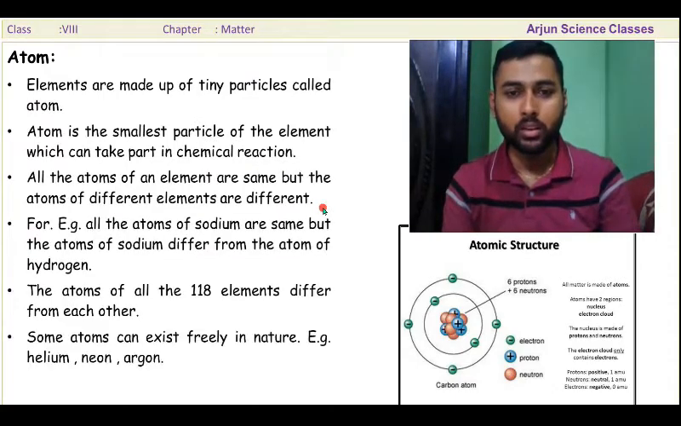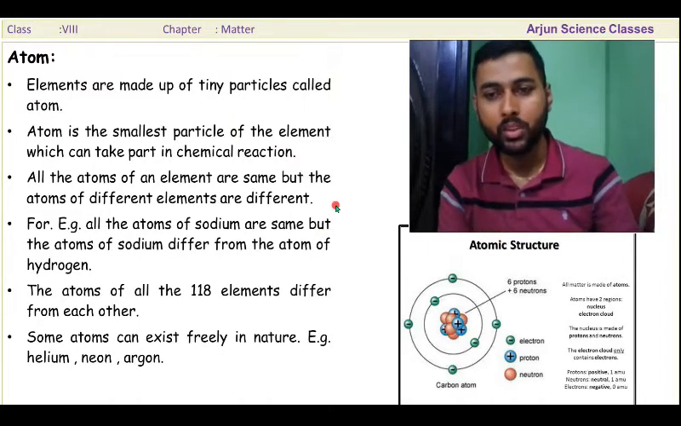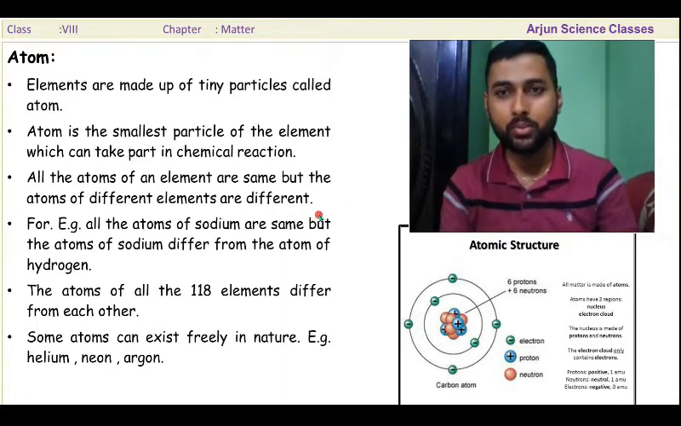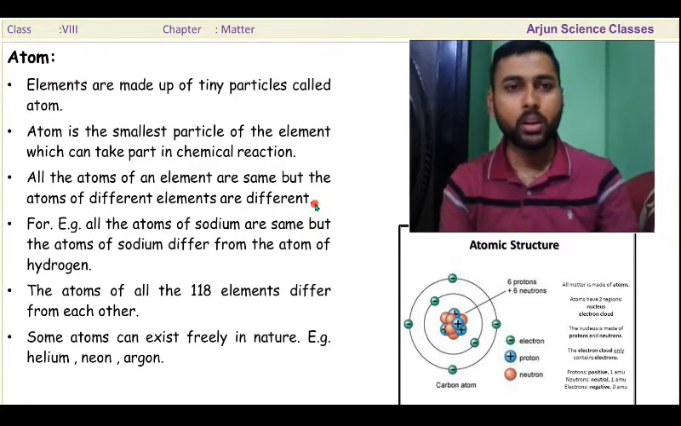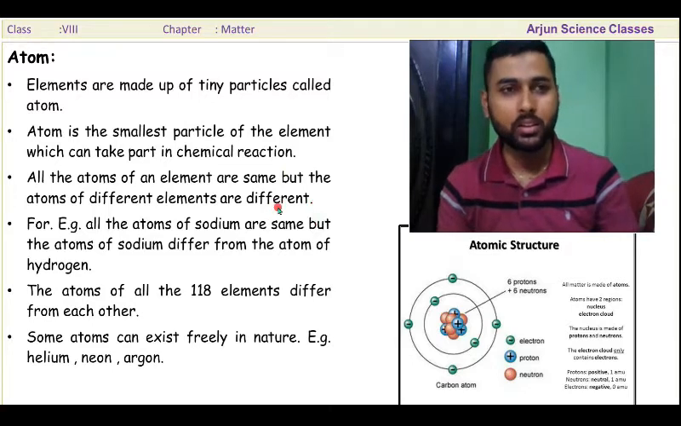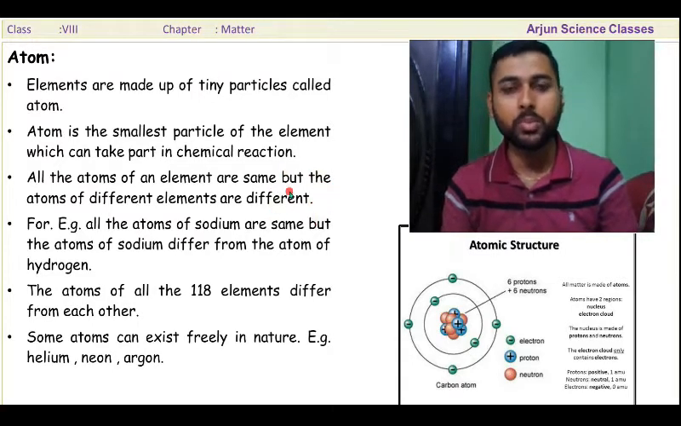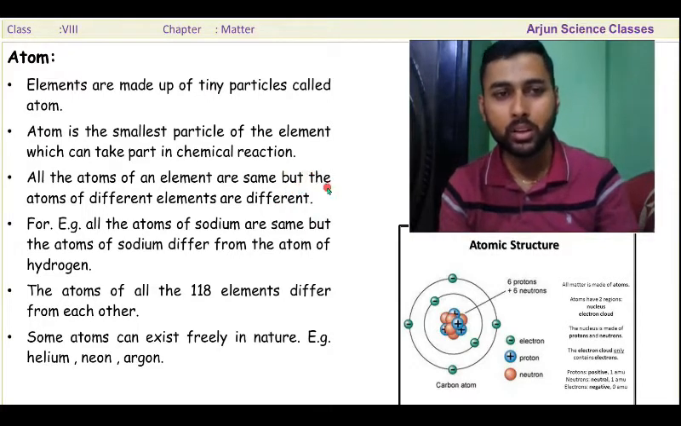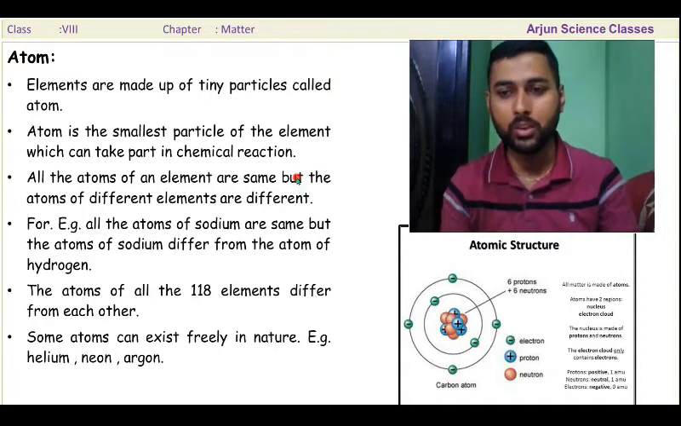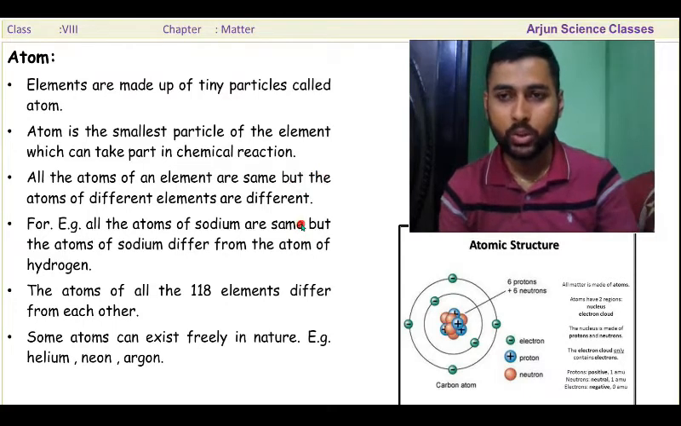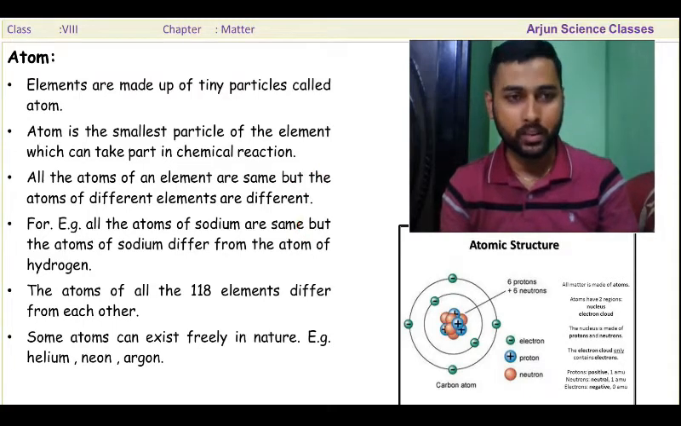In the previous class we have already discussed the meaning of atom and examples of atom. Elements are made up of tiny particles called atoms. Atom is the smallest particle of the element which can take part in a chemical reaction.